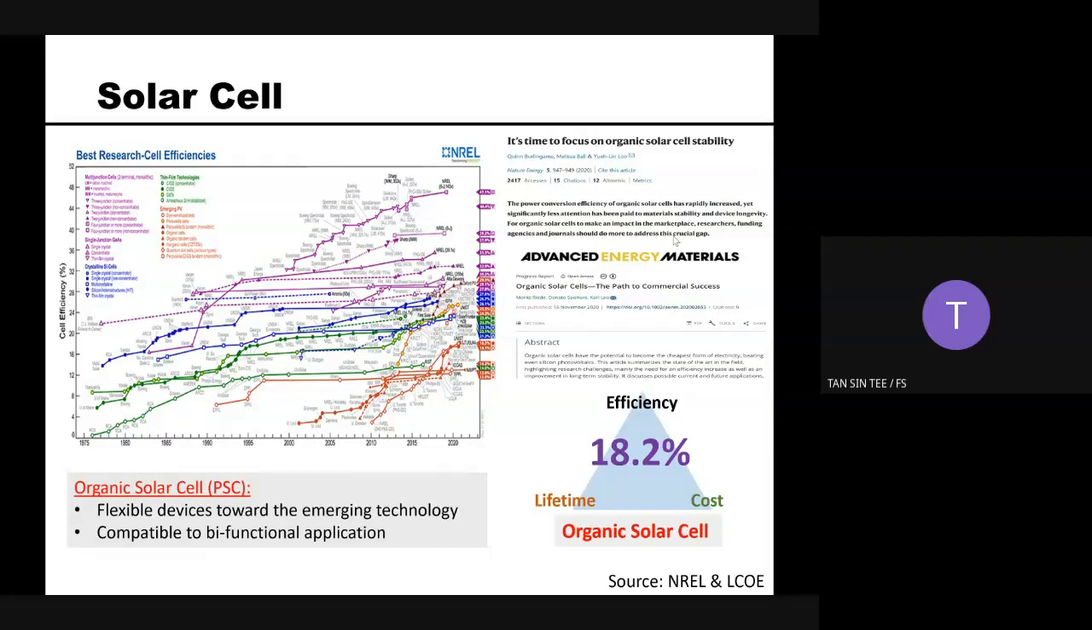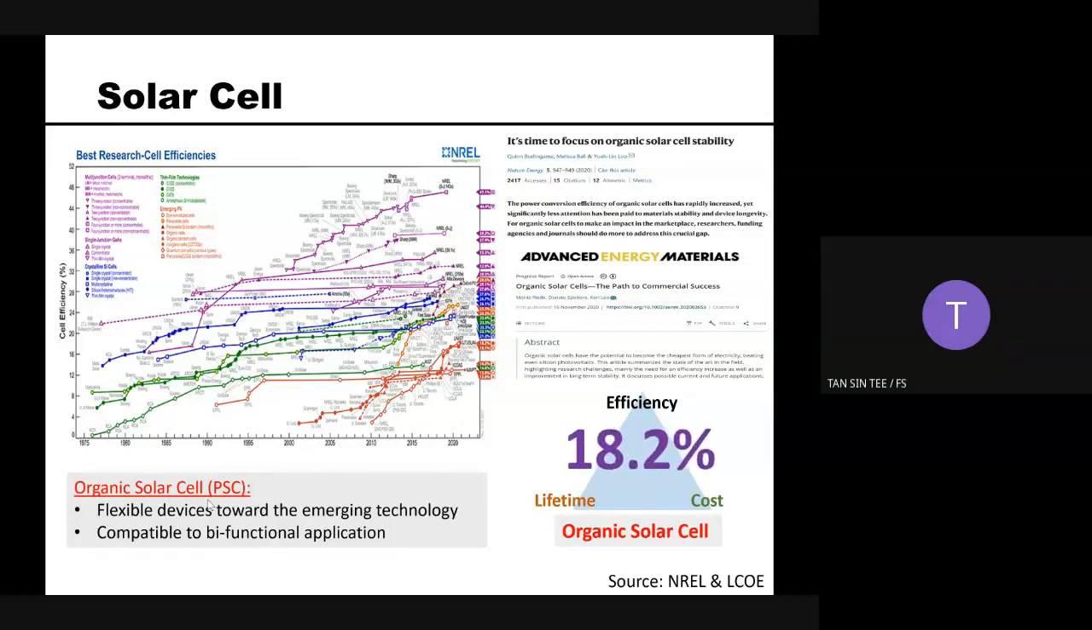So how we are going to improve the stability is also one of the niche areas of study in our lab. We are also looking at the organic solar cell starting to move toward the commercialized path. The benefit of the organic solar cell, as I mentioned, is its flexibility, so it can easily be compatible with bifunctional applications.